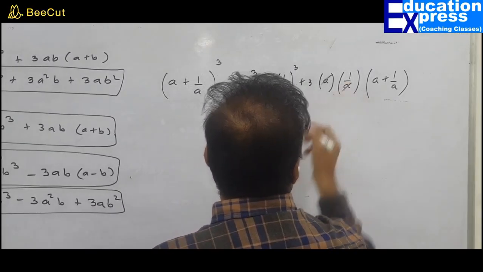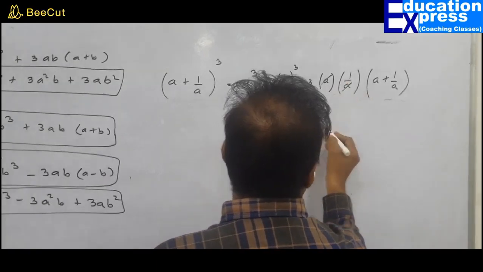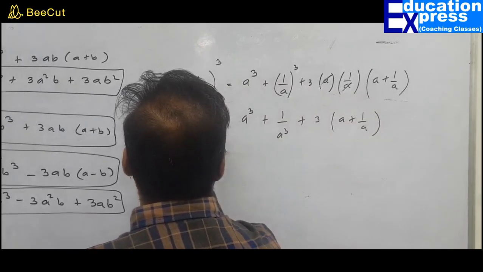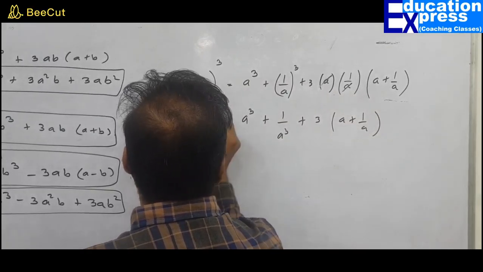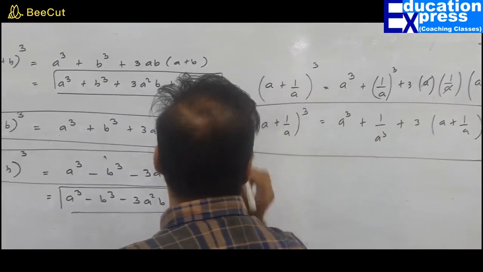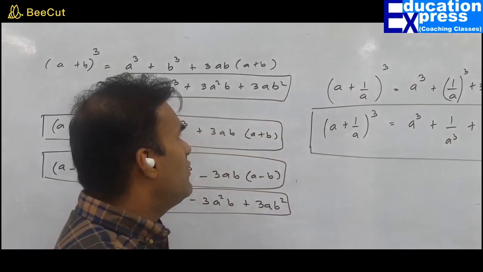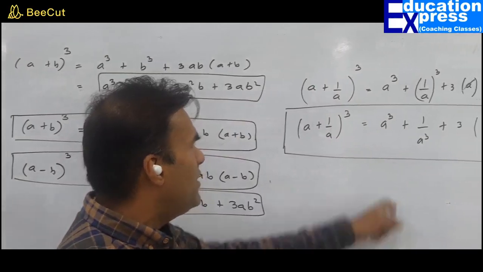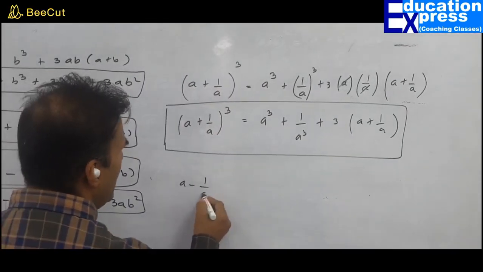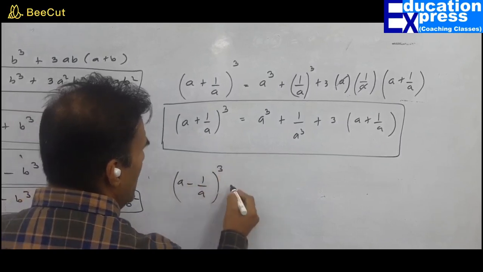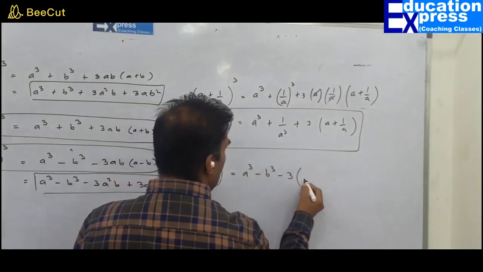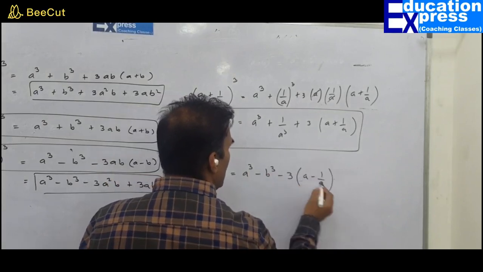If you observe, A and A will get cancelled. What remains is 3 (A plus 1 upon A). So whenever I get (A plus 1 upon A) the whole cube, my result will get formulated in this form only and not this. This was just to show you the expansion part, but this is what exactly I am going to follow. Similarly, if you have (A minus 1 upon A) the whole cube, it would go as A cube minus 1 upon A cube minus 3 (A minus 1 upon A).